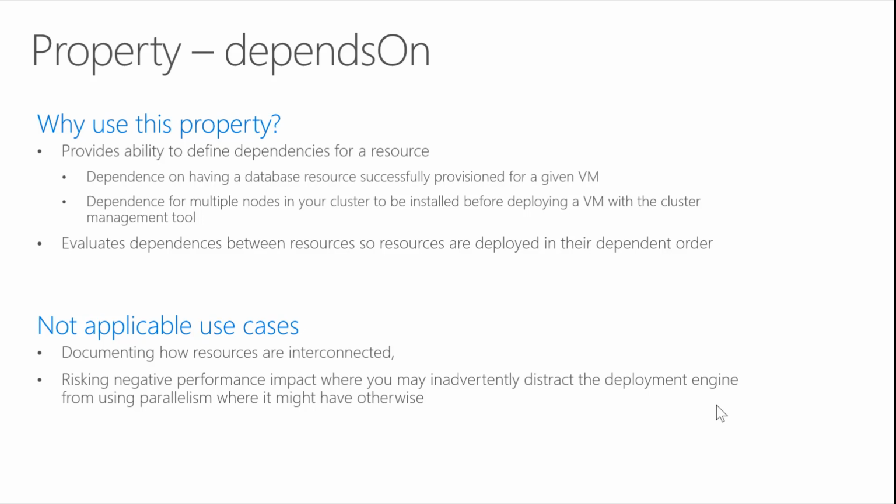Not applicable use cases: documenting how resources are interconnected, and risking negative performance impact, where you may inadvertently keep the deployment engine from using parallelism where it might have otherwise. Because if we don't have the dependsOn, there may be parallelism, in other words, multiple things deployed at the same time, which is one of the benefits of templates that can help speed up the deployment.